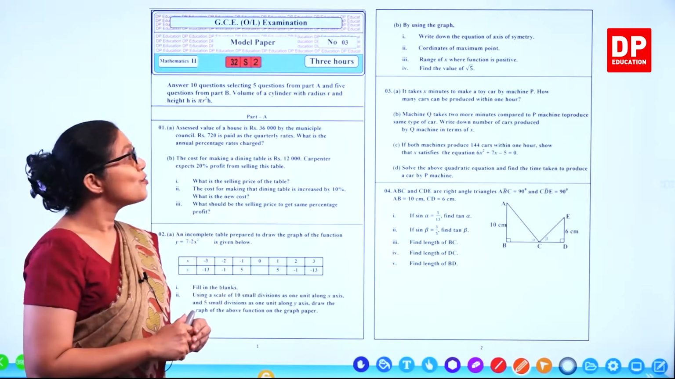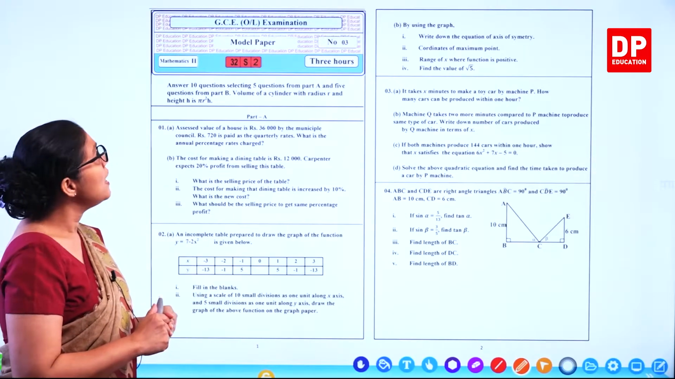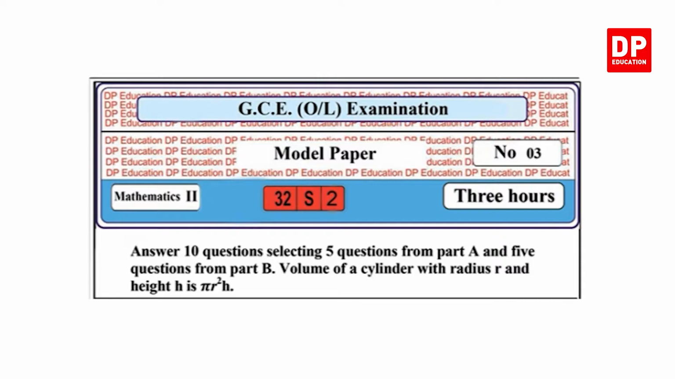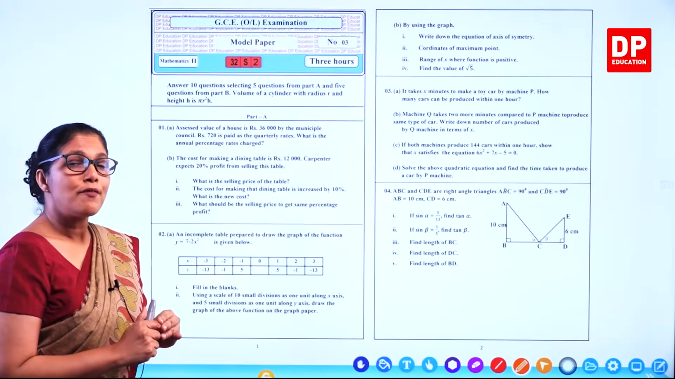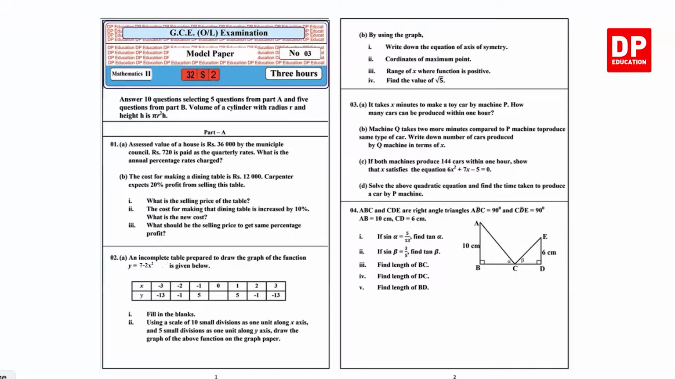Hello students, today I am going to do Model Paper 3 Part 2 now. So this is the G.C.E O-Level Examination Model 3. So you know already you have two parts, Part A and Part B.